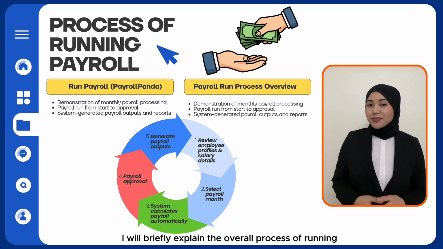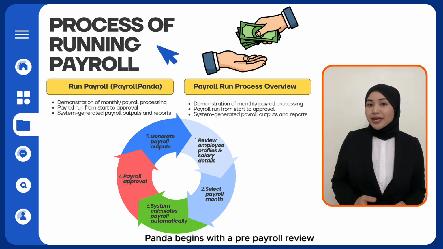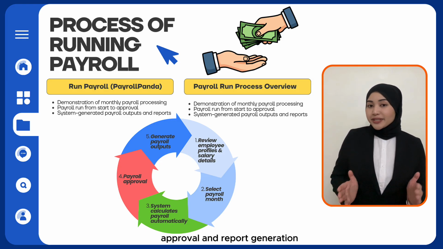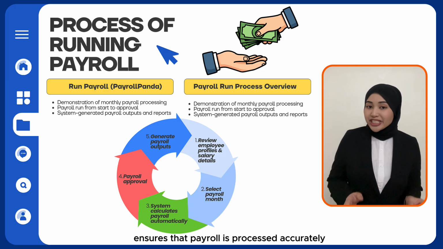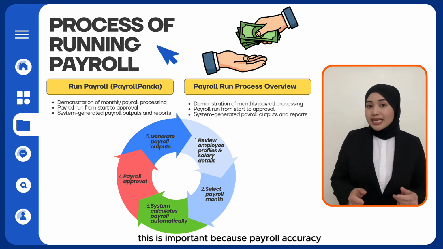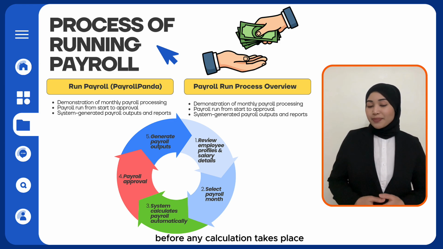First, I will briefly explain the overall process of running payroll. The payroll process in Payroll Panda begins with a pre-payroll review, followed by payroll calculation, approval, and report generation. This structured flow ensures that payroll is processed accurately, systematically, and in compliance with statutory requirements. This is important because payroll accuracy depends on correct data verification before any calculation takes place.